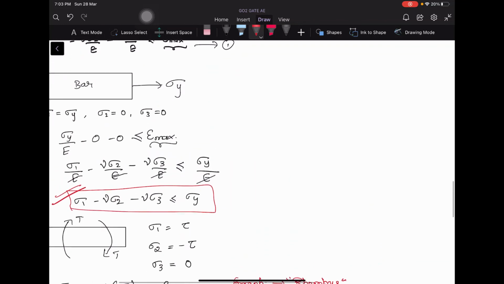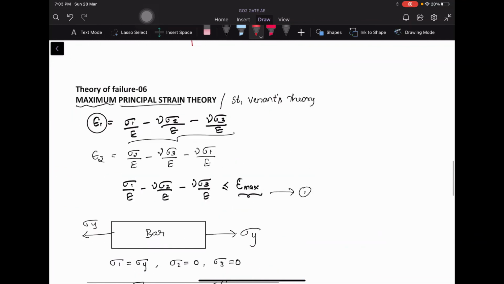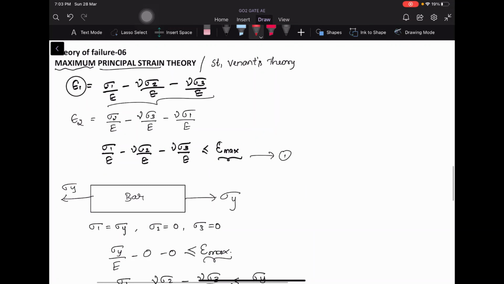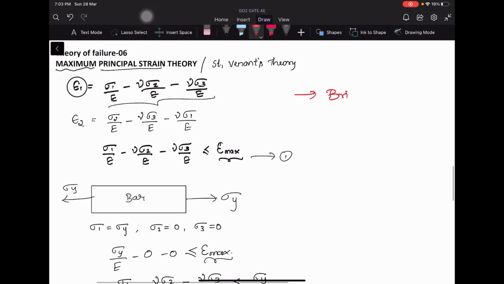As well, this theory is well suited for brittle materials. So all the last three theories which I have covered are well suited for brittle materials, and the first two theories, Tresca and von Mises, are best suited for ductile materials. So this completes your theory of failure syllabus for your GATE aerospace. So I'll be solving the numericals in the coming lectures.